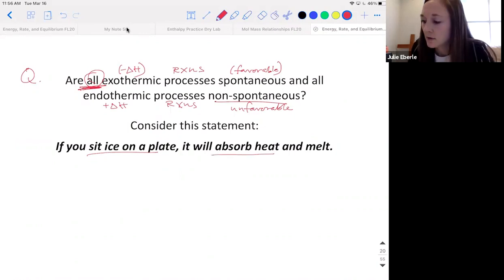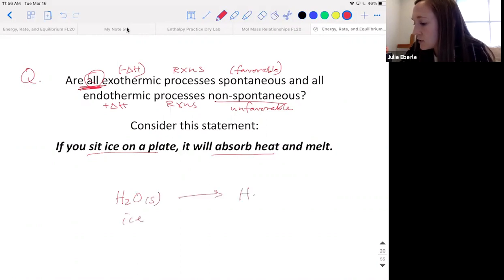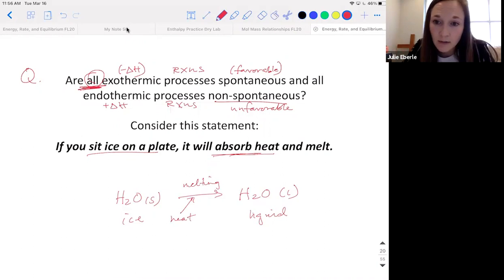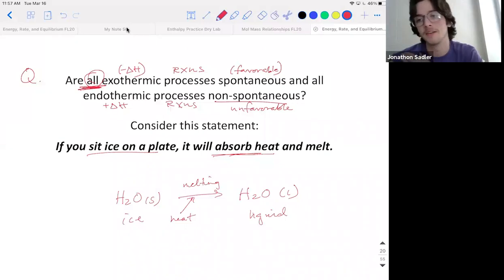So I want to ask you about this process. What we have is ice, which is water as a solid. What's happening? It's becoming H2O liquid. This is the reaction, and this process we call melting. It says it's absorbing heat, so we're adding heat. I mean, we aren't adding it, but you did move it to a warmer environment. So is this process exothermic or endothermic?